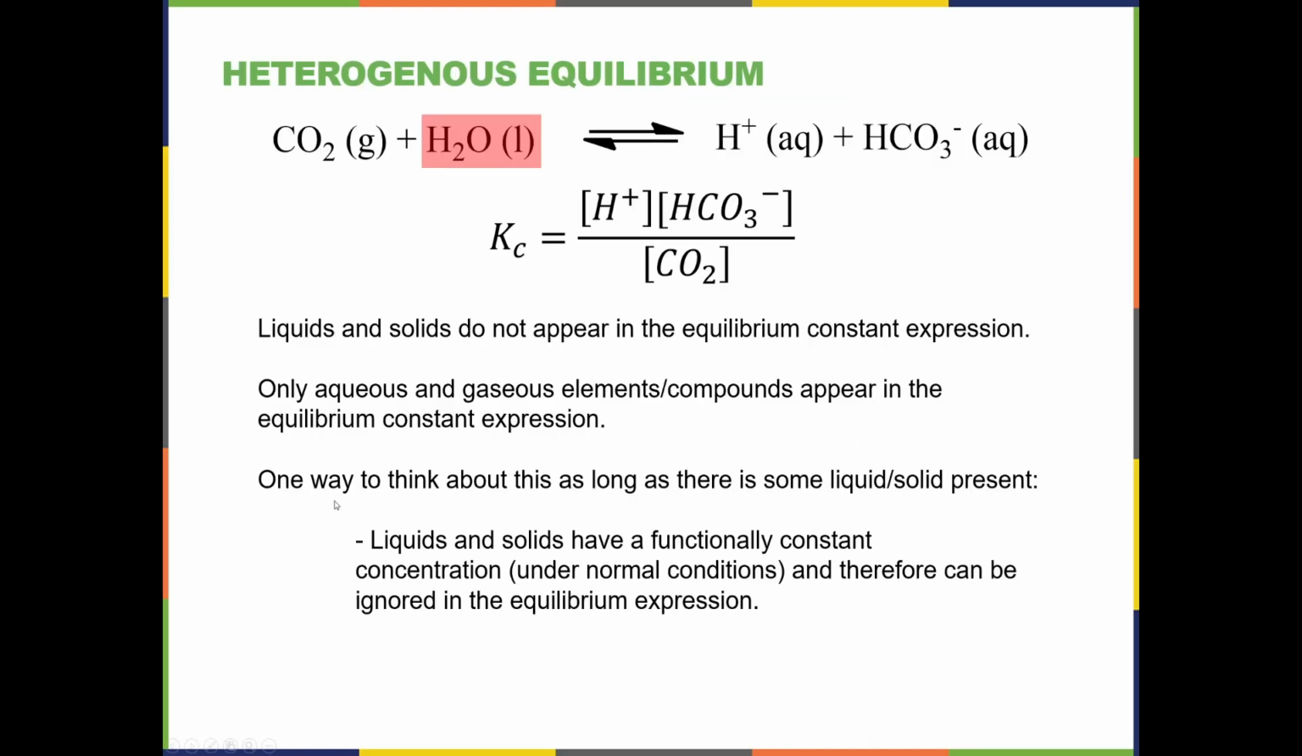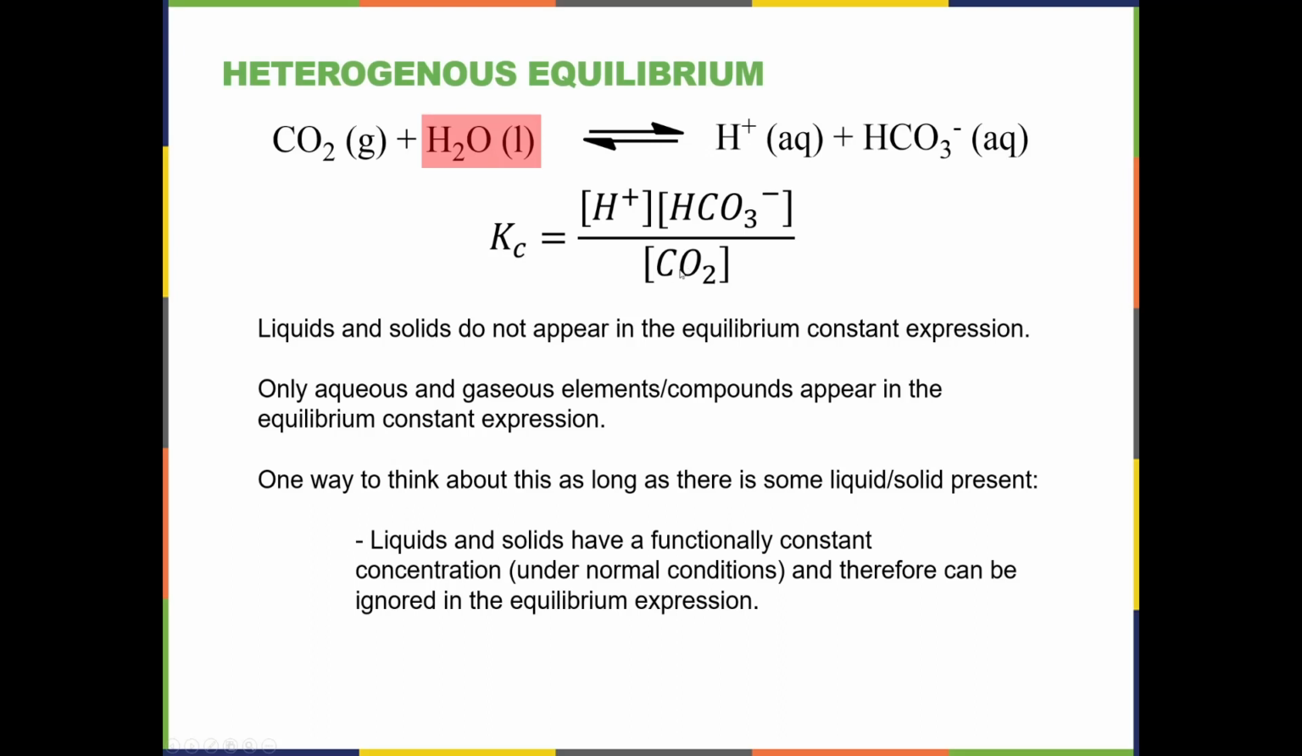The next thing we need to look at is heterogeneous equilibrium. And what is a heterogeneous equilibrium? Well, a heterogeneous equilibrium is an equilibrium which has things that aren't gases or aqueous. Things that are gas or aqueous are going to be in our equilibrium constant expression. In this case, H plus and HCO3 minus. Protons and bicarbonate ions are in our equilibrium constant expression. They're both aqueous, so products on top. Reactants, CO2 is here because it's a gas and it has a concentration.